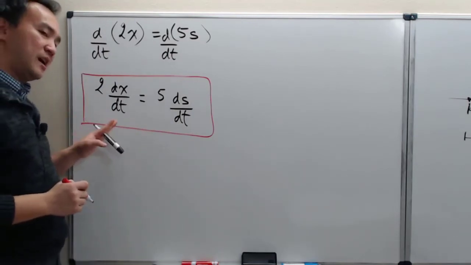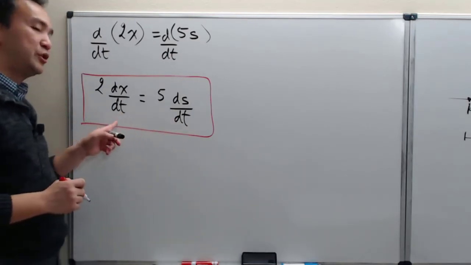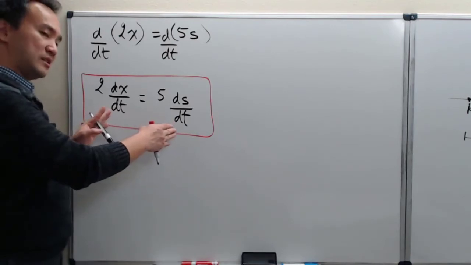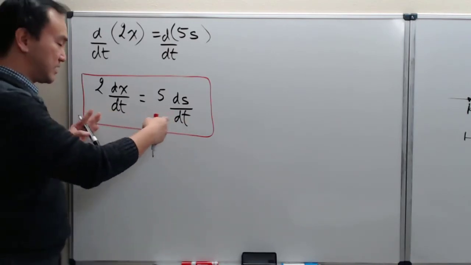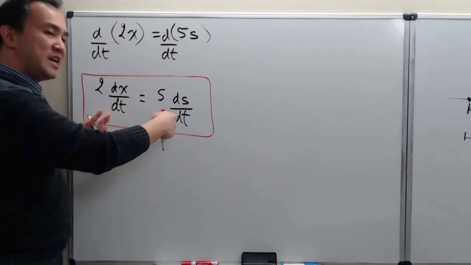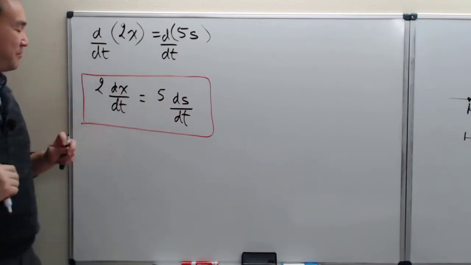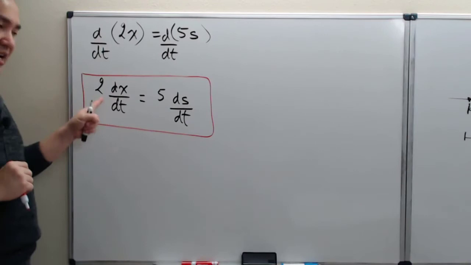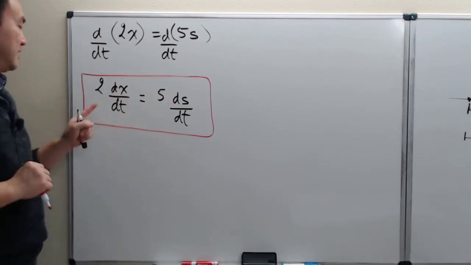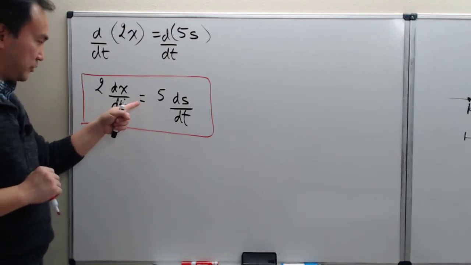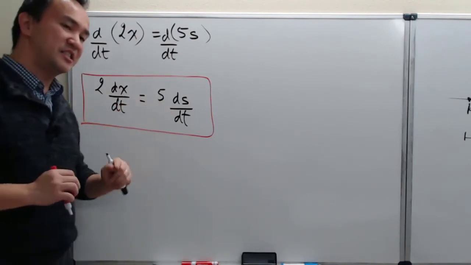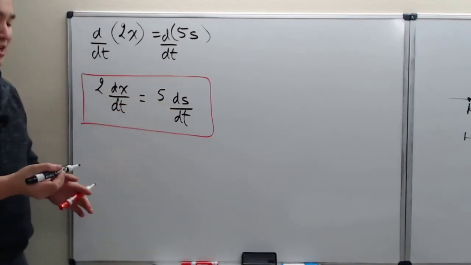It points out the relationship between our two rates. And that's why, once again, this is how we apply our understanding of related rates. This equation here relates our two rates together. So we have two rates, the dx/dt and the ds/dt here. They're related by this equation. 2 times dx/dt is related with 5 times ds/dt.